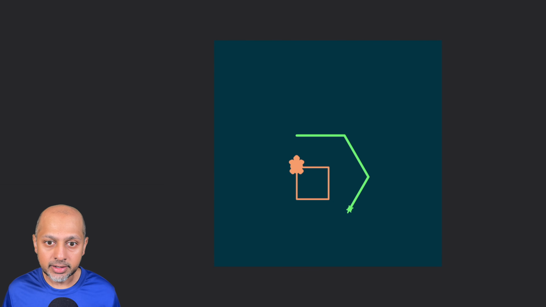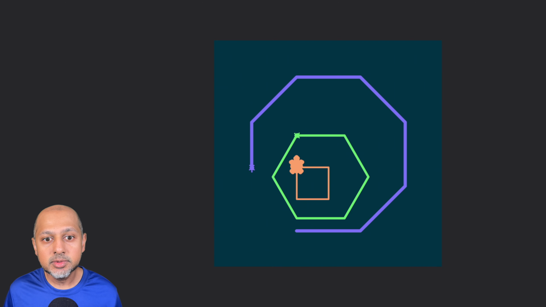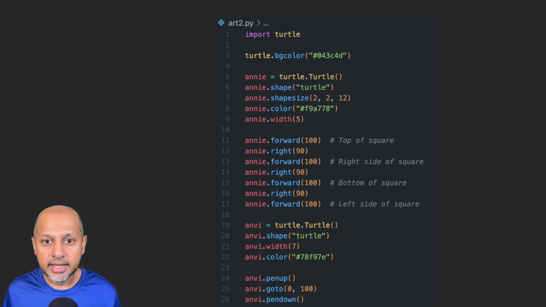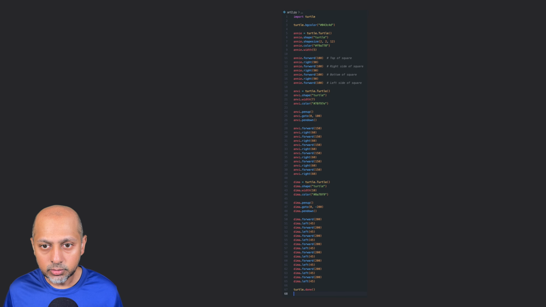In our last video, our turtles Annie, Anvi, and Dima took turns drawing some cool shapes. Annie started off by drawing an orange square, then Anvi drew a green hexagon around Annie's square, and Dima wrapped it up by drawing an octagon around everything. Perhaps you noticed that our code got quite long. We used copy-paste to copy-pasta lots of code to draw the sides of our shapes.